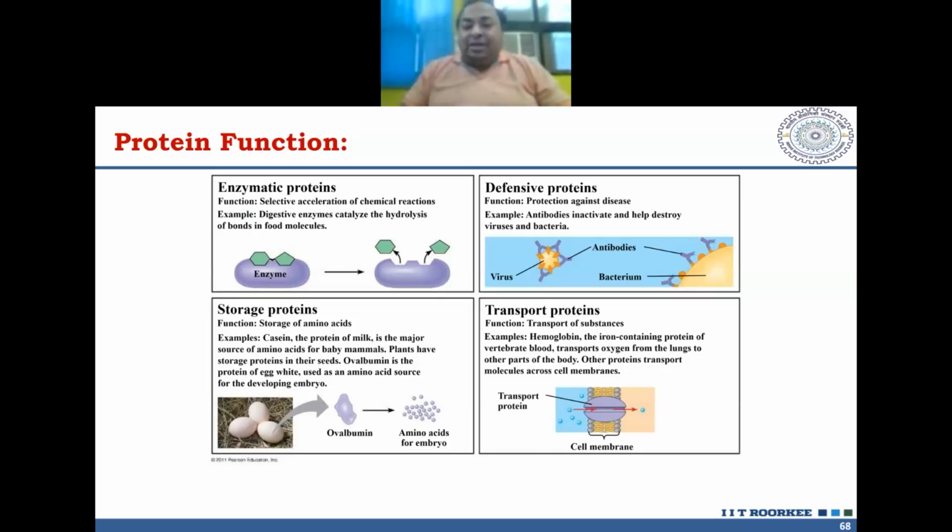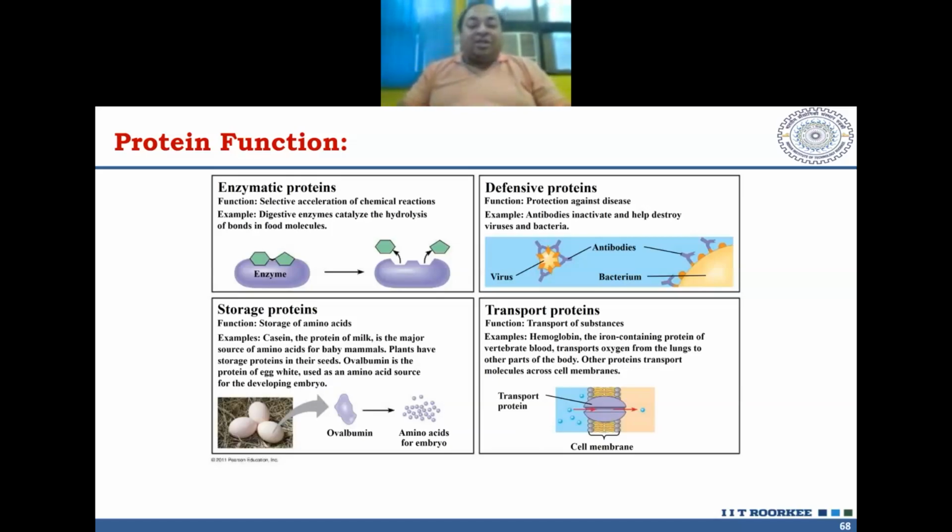Defensive proteins, protein which helps in protection against disease. For example, antibodies inactivate and help destroy viruses and bacteria. As you guys all now know, we are in COVID era. You are sitting home, you are taking vaccines. The vaccines will help your antibodies to be activated.